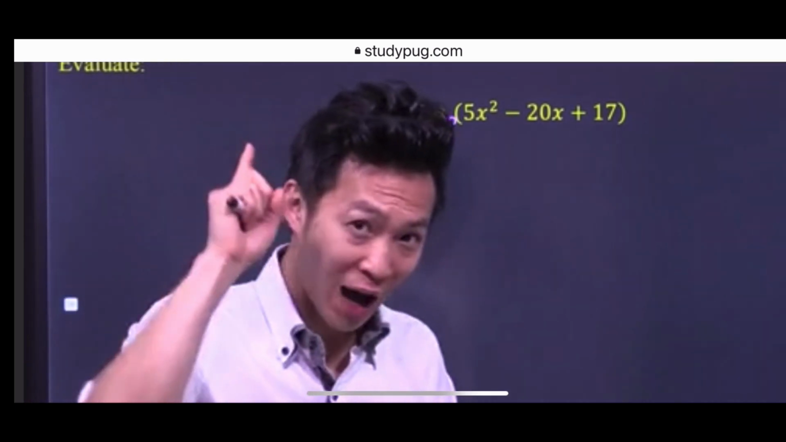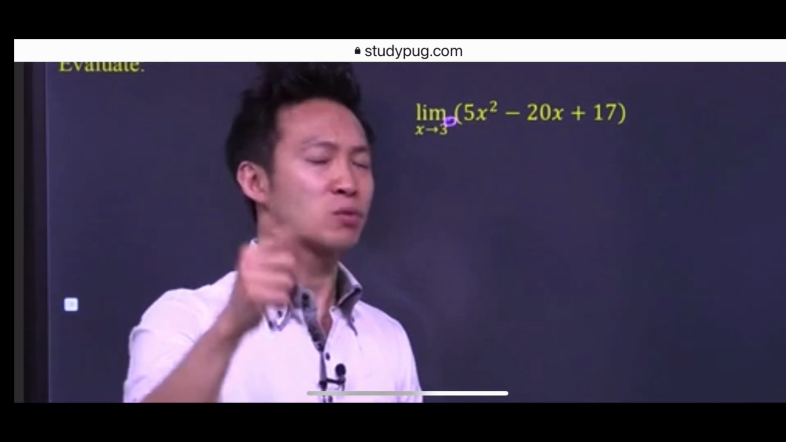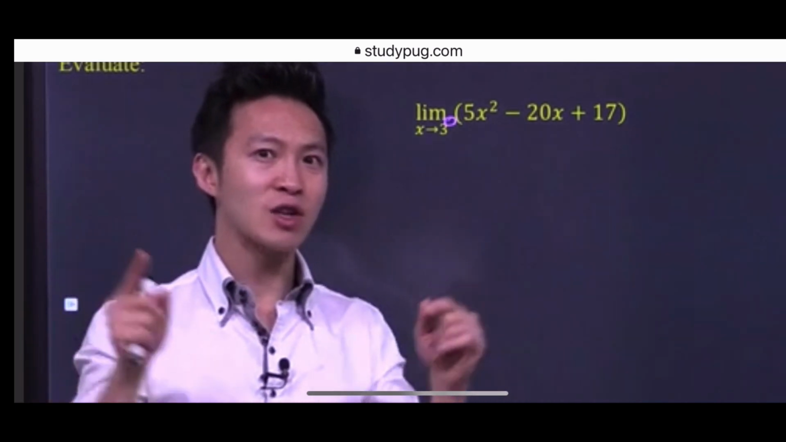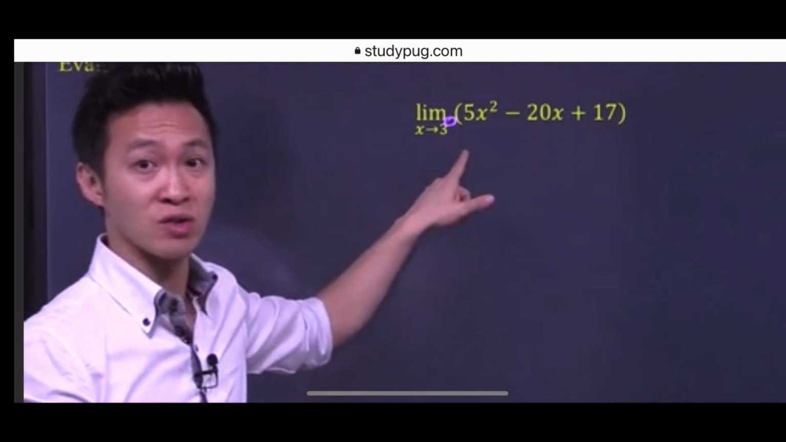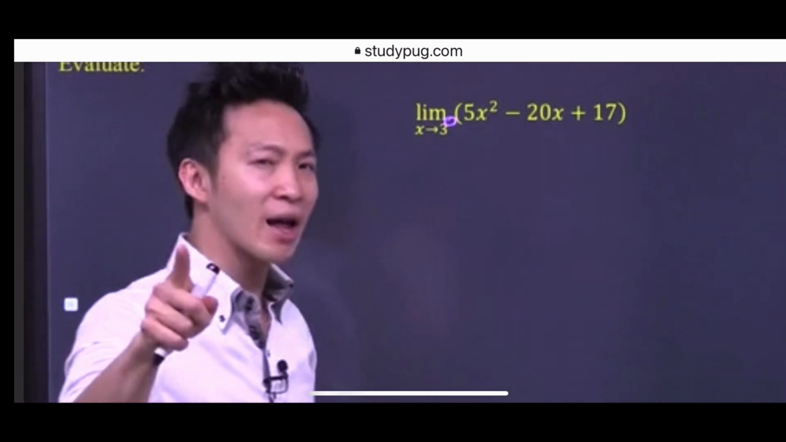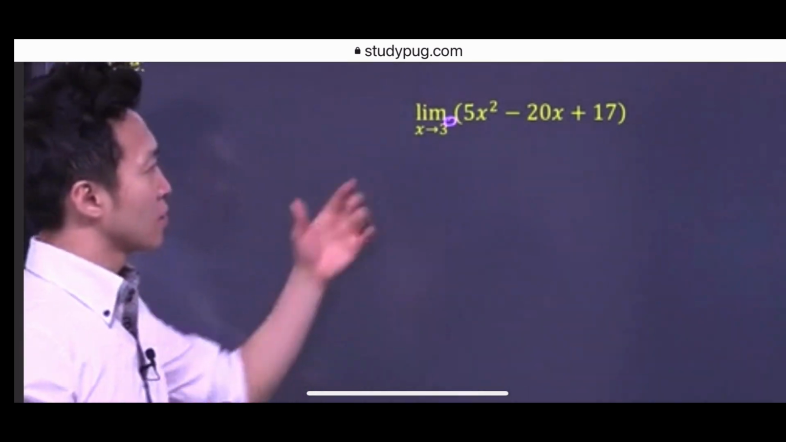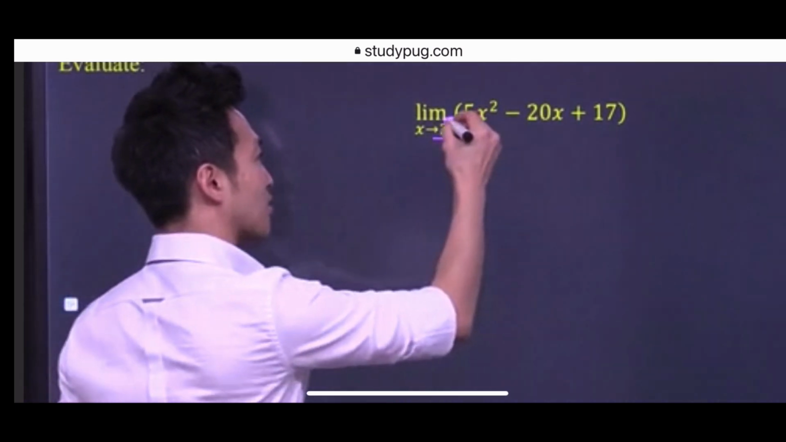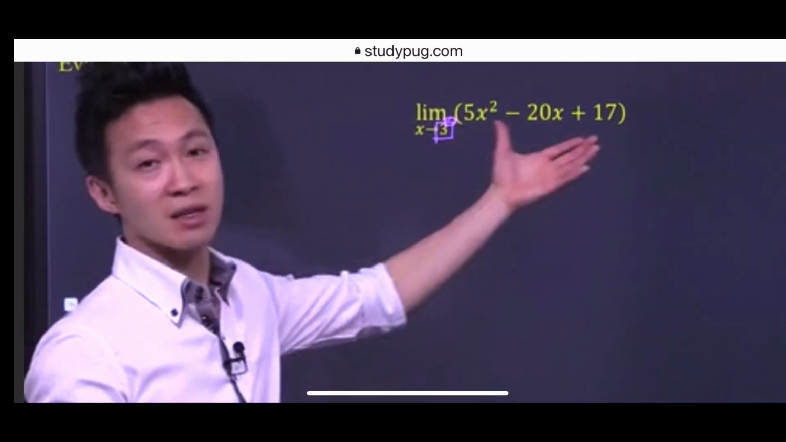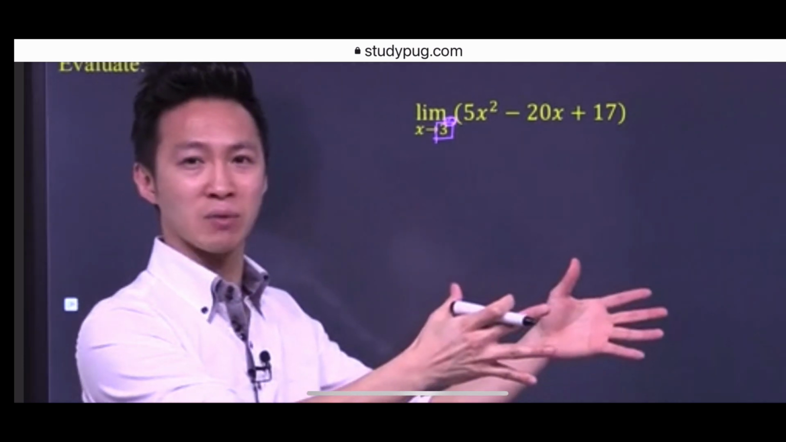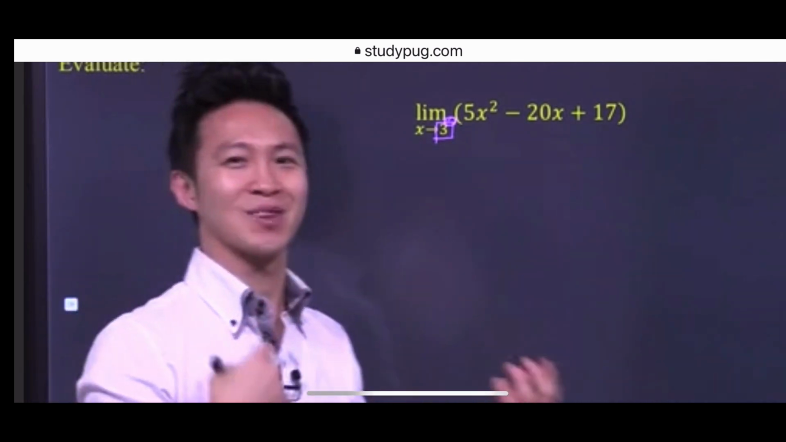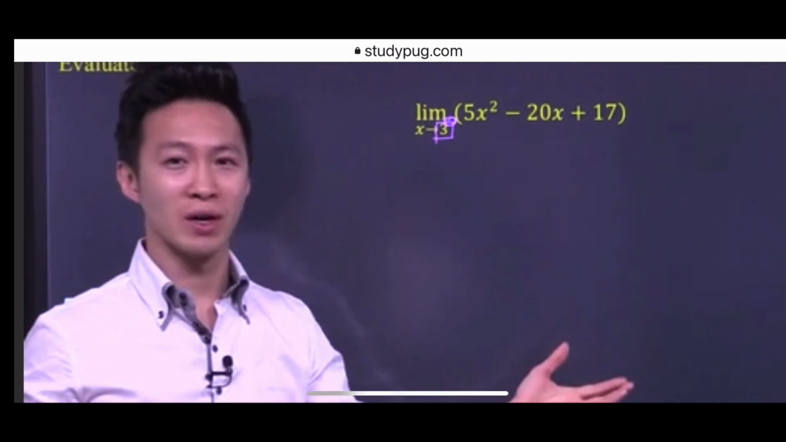However, you have to be careful, because we can only apply direct substitution if the function is continuous at the x value that we are interested in. So you always have to ask yourself, is this function continuous at this x value? If it is, sure, let's apply direct substitution. If it's not, then we have to evaluate the limit some other way.